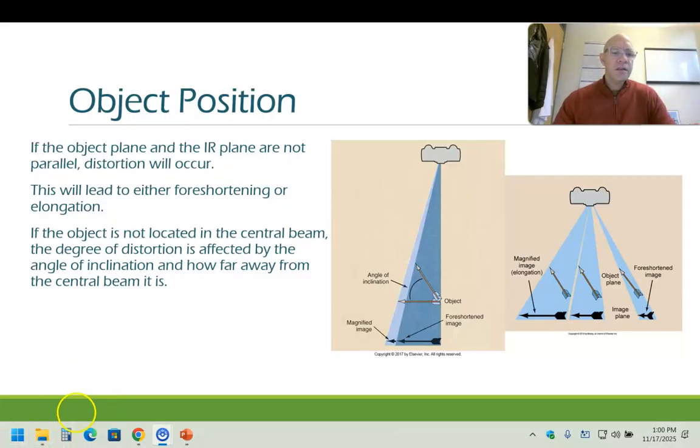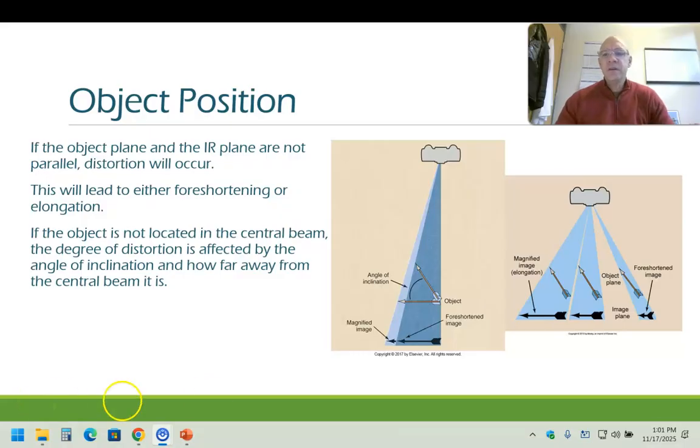Alright, so to start this lecture in talking about object position, we want to make sure that everything is horizontal and flat, so your image plate is flat, the body part that you're positioning is directly on it, parallel to it. And then your X-ray beam or your X-ray tube is perpendicular to those two objects. So that would be ideal. If you have any type of angulation of one of those things, whether it be the body part, the plate, or the X-ray tube, then you're going to lead to some sort of distortion.